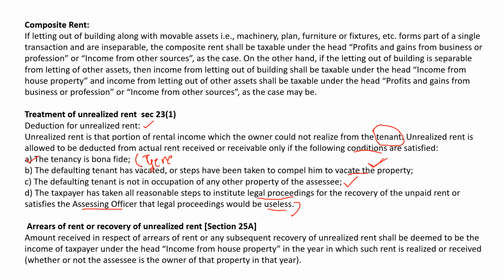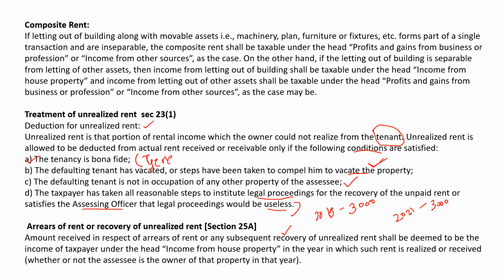Okay, now coming to the next, that is arrears of rent or recovery of unrealized rent. It is given in Section 25A. Amount received in respect of arrears of rent or subsequent recovery. That means even though we have not recovered it, we have recovered it in some other year. Say it is of 2019, the amount say 3000, which we have recovered in the year 2020. And at that time he is not the owner of the house for which we are getting the rent. Also then it will be considered as income from house property.